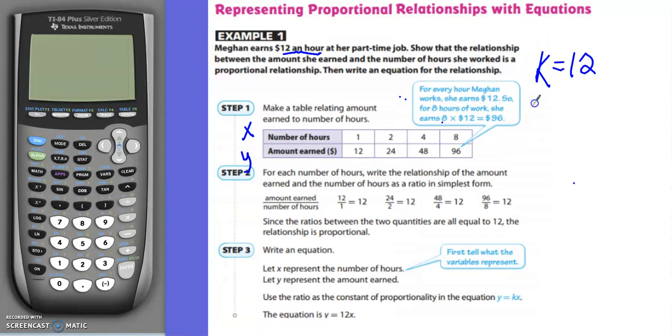So if we're going to write a formula in the format of y equals kx, we could say y equals 12x. The constant of proportionality is 12, and the equation is y equals 12x. This is a multiplicative relationship. There is no additive relationship. So this is a proportional relationship. All right, let's take a look at the next one.